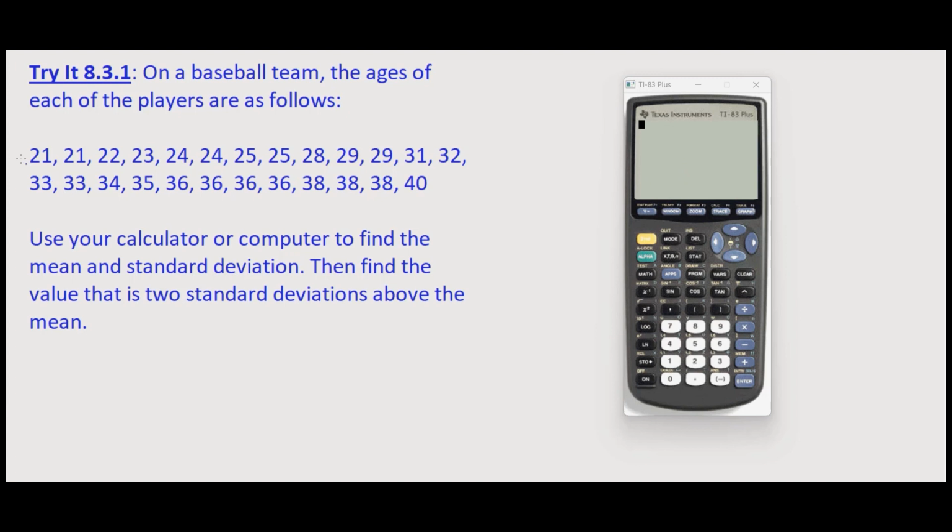So the first thing we need to do is enter all of these values into a list. If you go to Stat, this button right here, then go to Edit, the first option, then just enter all of the values for the ages into list 1. You might want to pause and then come back. I've already entered those into the list. Then you just go back to the home screen, 2nd Quit.